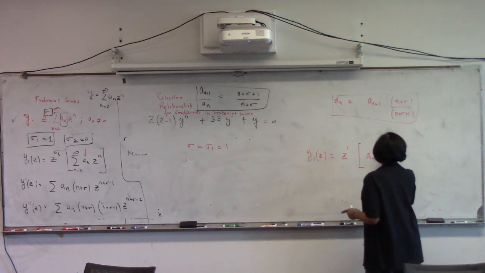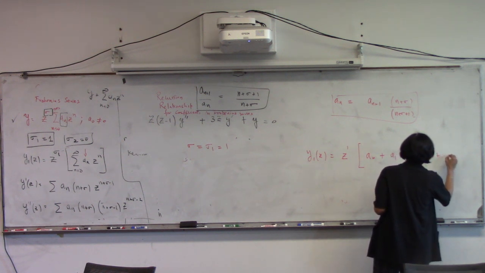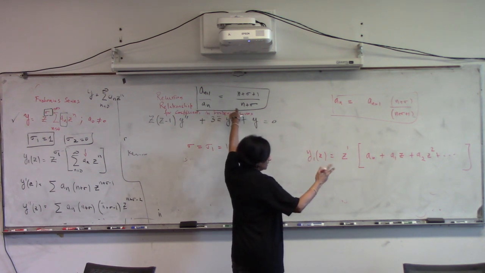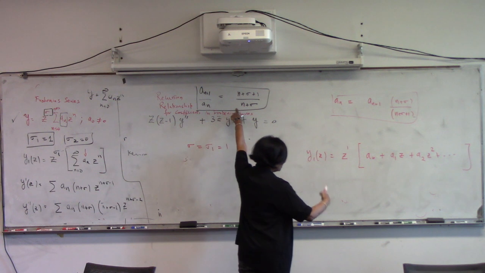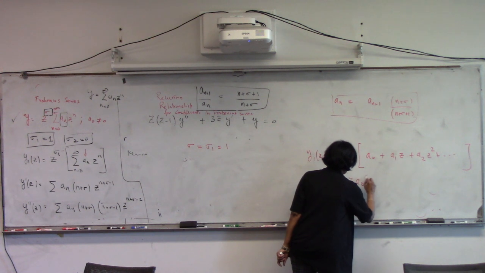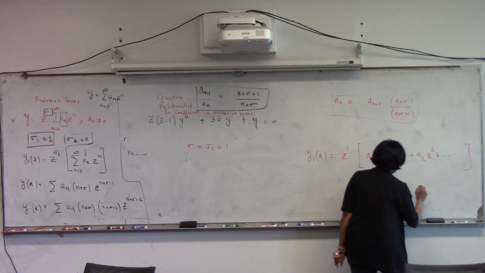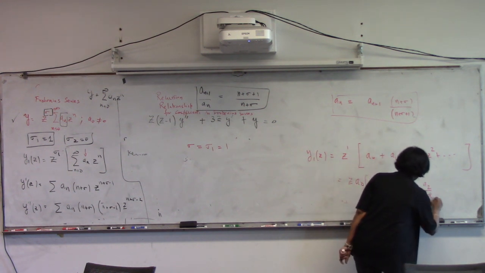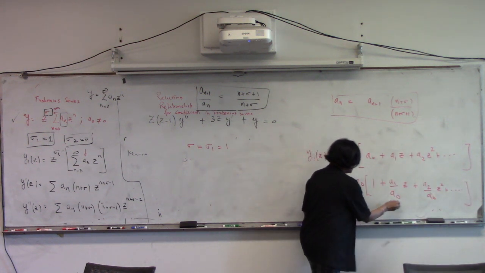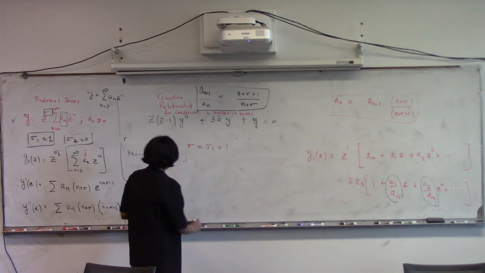A naught, A1 z plus A2 z squared, and so on. The recursion relationship doesn't give the absolute values of the a's, but it gives the ratios of the coefficients. So I can pull A naught out. I have 1 plus A1 over A0 z plus A2 over A0 z squared, and so on and so forth. And I want to calculate the ratios of these coefficients from the recursion relationship.